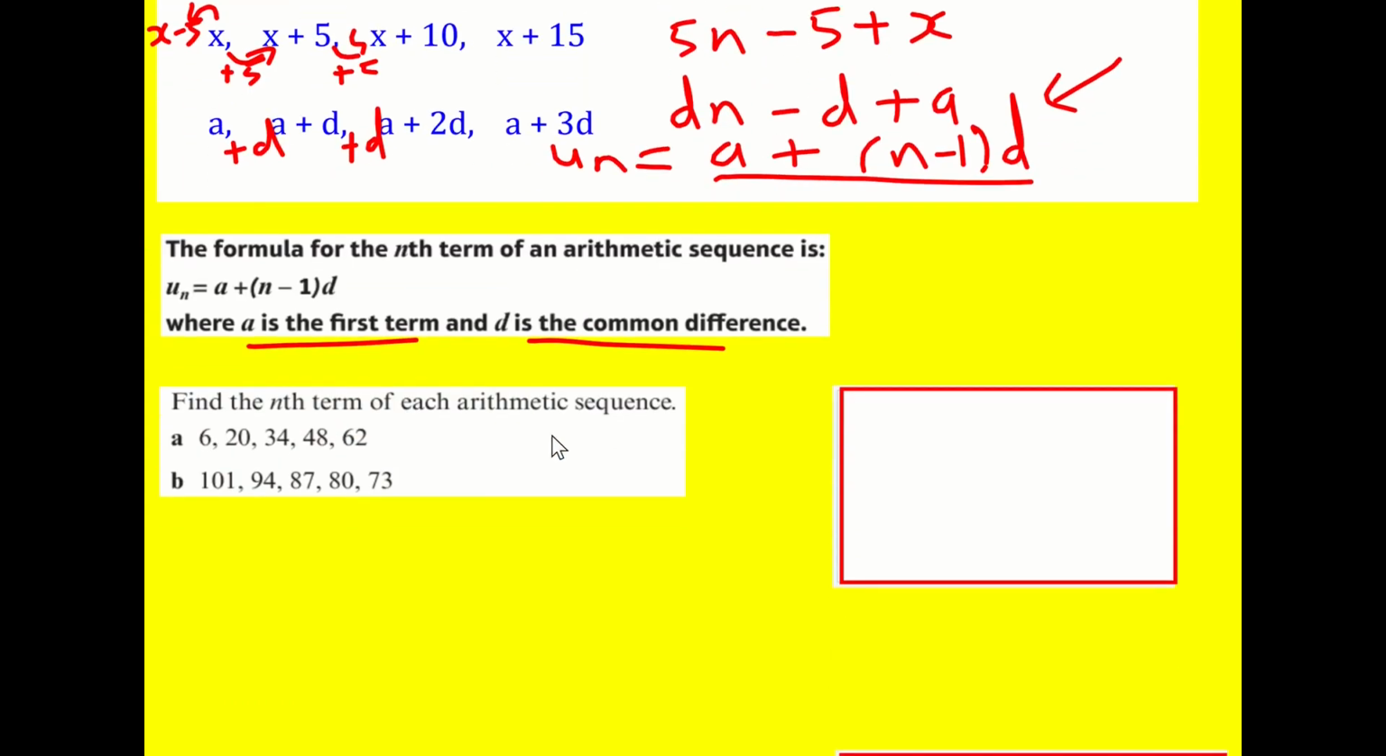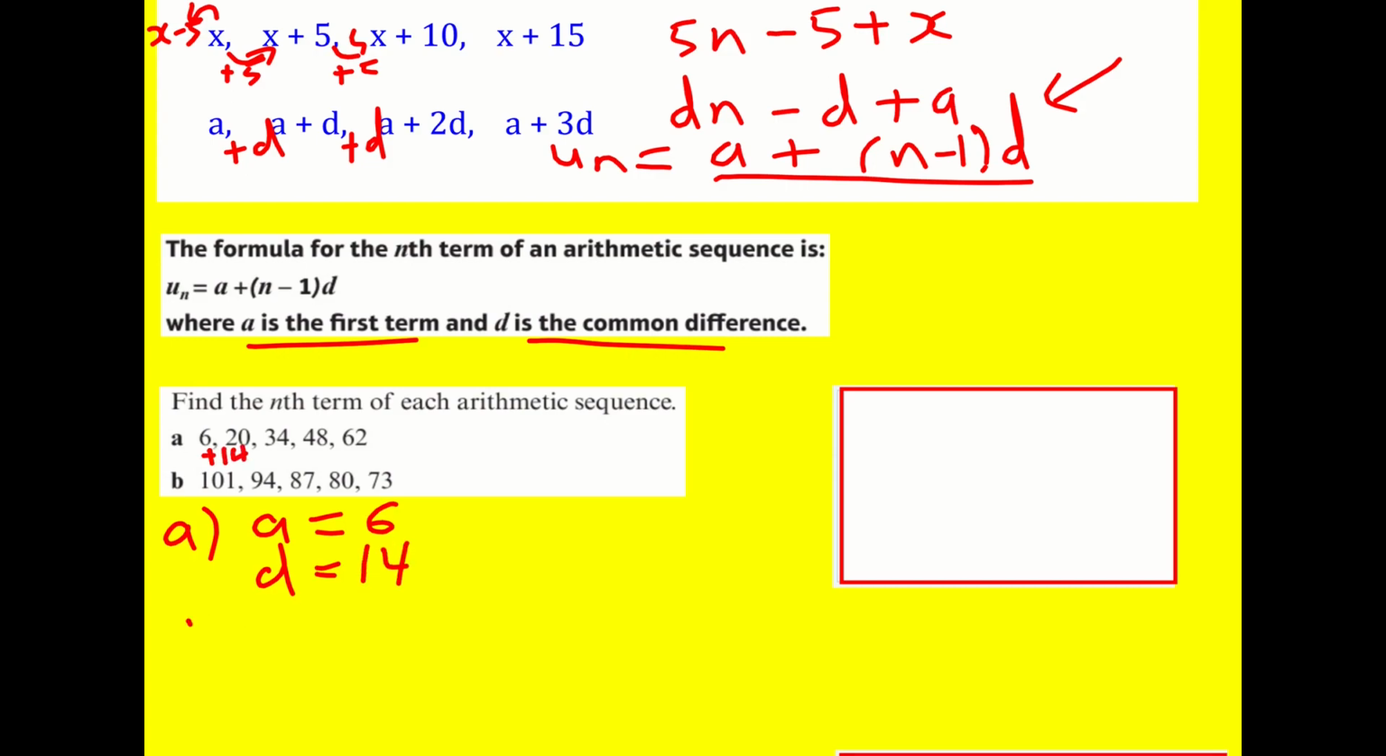So you're more than welcome to pause this video and try each of these questions and then replay when you want me to go through them. I'm going to go through these using the formula now. So question A, the first term is equal to 6. d, what's it going up in? It's going up in 14s.